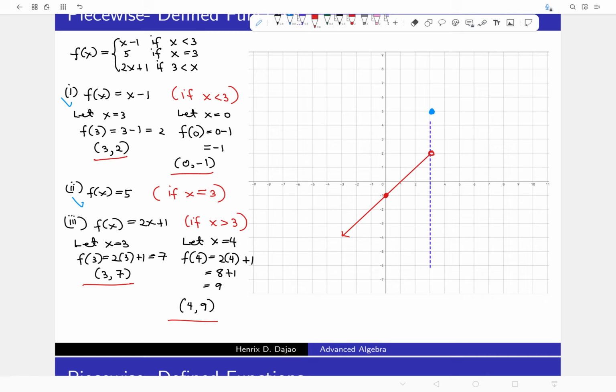Okay, so let's say I use the green one. (3, 7). So I'll just put a hollow circle. And then (4, 9) is here. So I use the solid one now because 4 is already included in the domain. So remember the domain. So just connect, because this is a line.